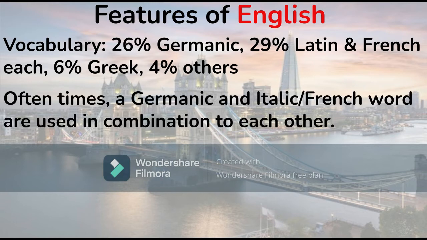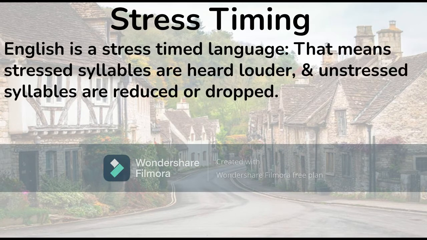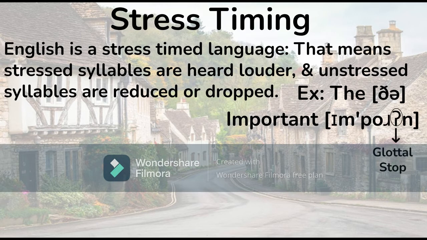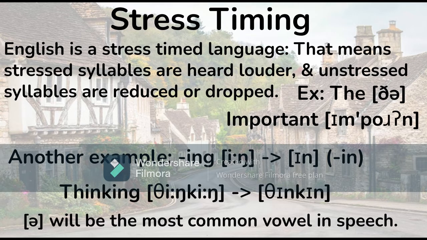Oftentimes, a Germanic word and a French word or Italic word are used in combination to each other. For example, the English word cow, from Old English cū, but beef comes from Old French bœuf. Stress timing. English is a stress-timed language. That results in stressed syllables being heard louder and unstressed syllables either being reduced or dropped. For example, the definite article. Another example, important. Notice this symbol right here in the IPA transcription represents a glottal stop, like an uh-uh sound. So it's not important, but important. Another example of this is the trigraph ing, pronounced ing, pronounced in, spelled with in. So thinking becomes thinkin'. The most common vowel in speech you'll hear is the schwa sound.